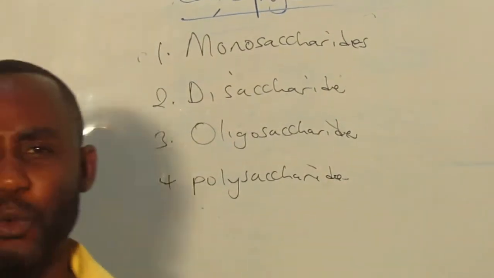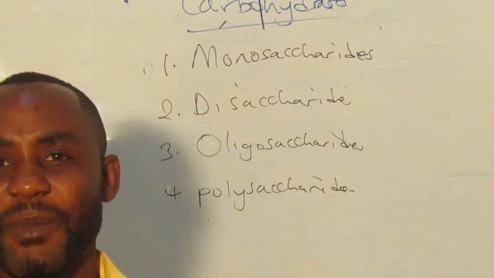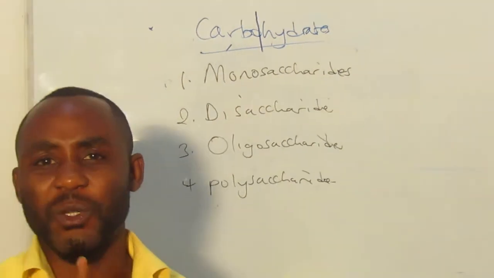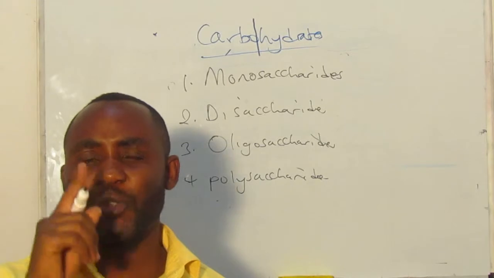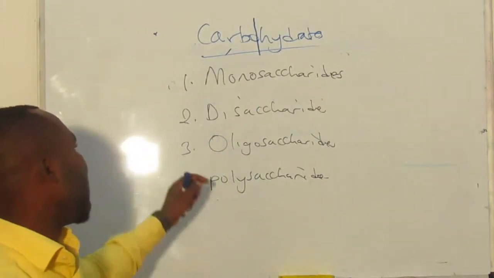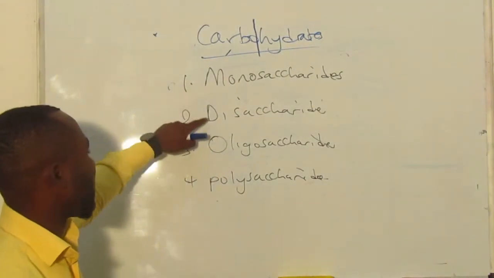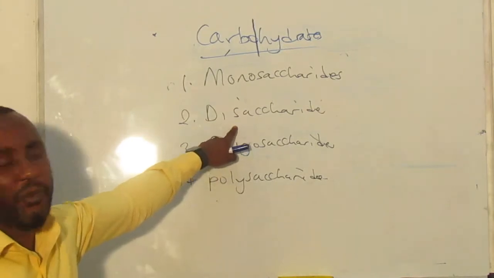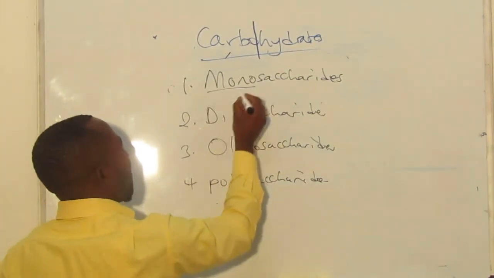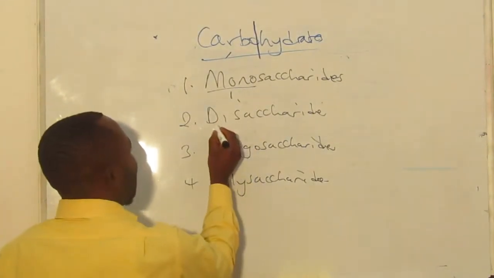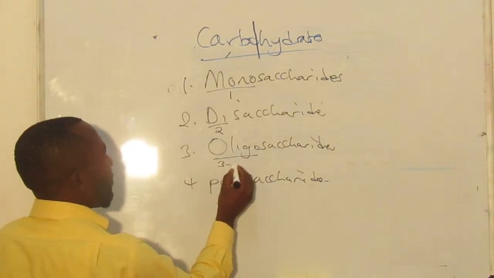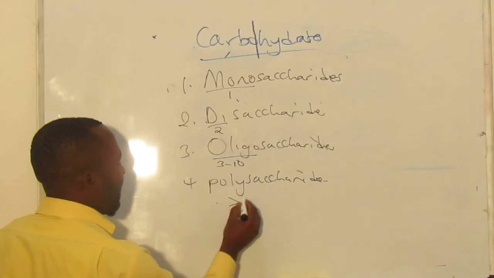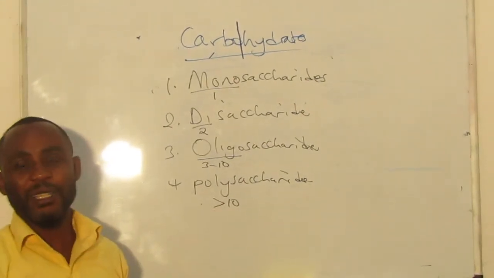The names of the groups suggest something. Today our emphasis is monosaccharides. But before I go into monosaccharides, I want you to understand why we give such groups the names you can see there. Mono, in biology, we use it to mean 1. Di, 2. Oligo, 3 to 10. Then more than 10 is what we call polysaccharides.